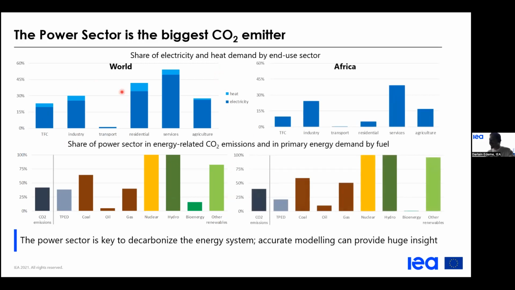So this was the picture for the entire world. We can see the difference with respect to Africa in the same exact chart. We have, in terms of percentage, the share of electricity and heat demand by end-use sector. First, there is a huge difference, because if we look at the entire world, depending on the end-use sector, many times, especially at the residential level and also with respect to services, it plays an important role, but we don't have the same when looking at Africa.